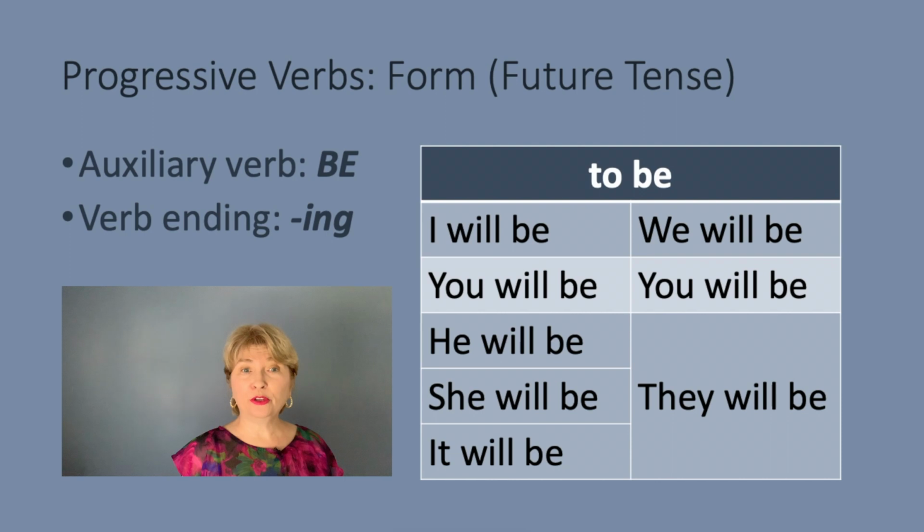And now for the future progressive. When we make future sentences, we have to add either will or going to. I'm showing you the will form. Since this is future progressive, we still have to use be as our auxiliary verb, and we still have to end the verb with ing, but to make it future, we have to add will.